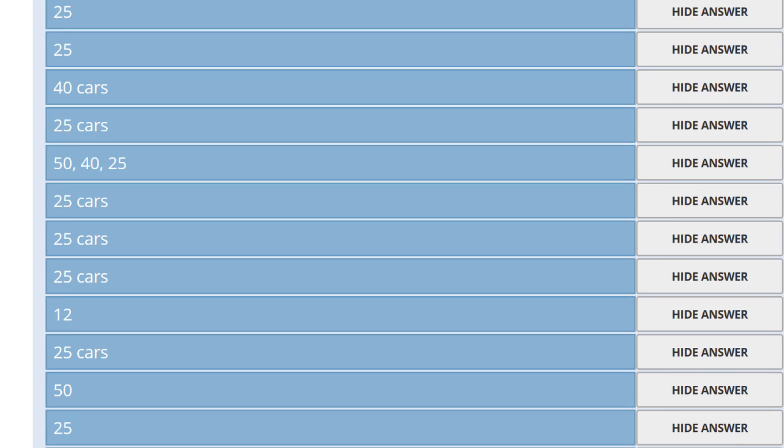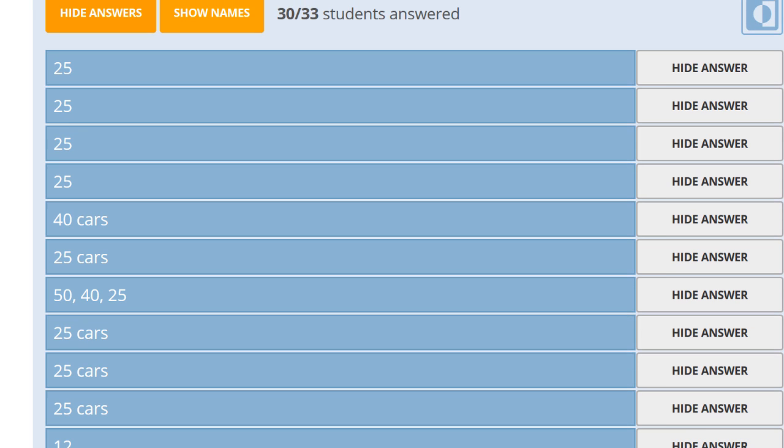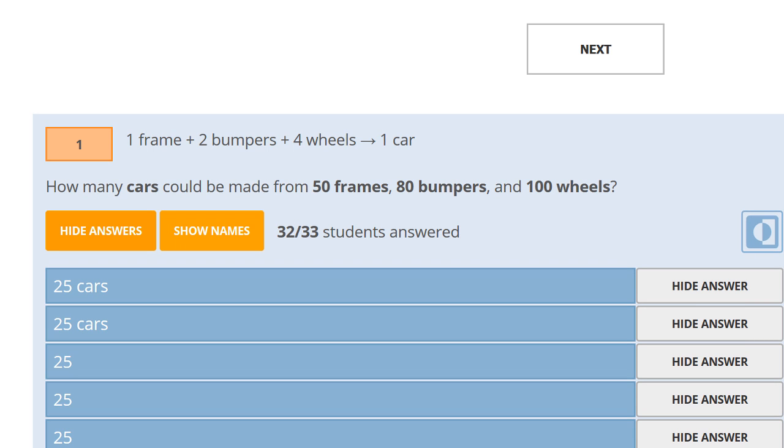Correct answer here is 25 cars. It's not 50, 40, and 25. We can only make 1 quantity of cars. It's how many cars can we make if we have these amounts. So we can make 25 cars. Now, how do we arrive at 25? What do we look at to arrive at 25? Wheels. Why do we look at wheels and not frames? Right, because what happens once we get up to 25 cars? We run out of wheels, exactly. And if we run out of wheels, we can't make any more cars.